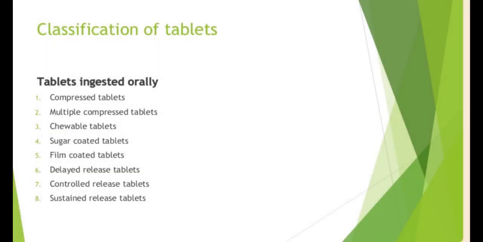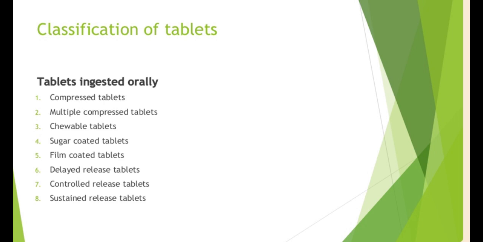Next, move on to classification of tablets. Tablets are classified into 4 different types. They are: tablets ingested orally, tablets used in oral cavity, tablets administered by other routes, and tablets used to prepare solution. The first one, tablets ingested orally. These tablets are again classified into 8 types.